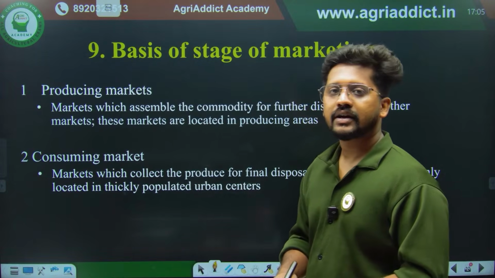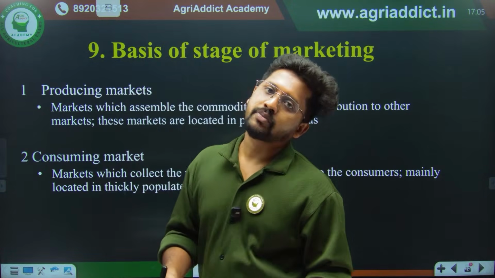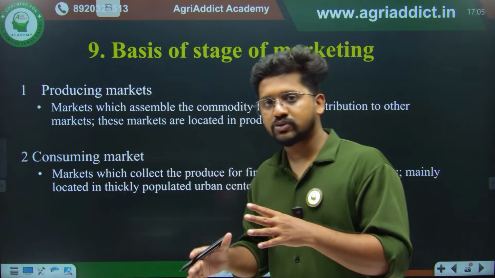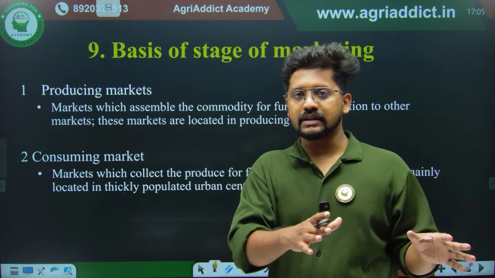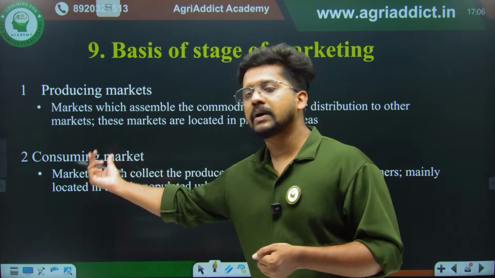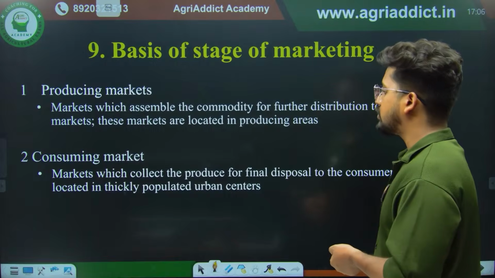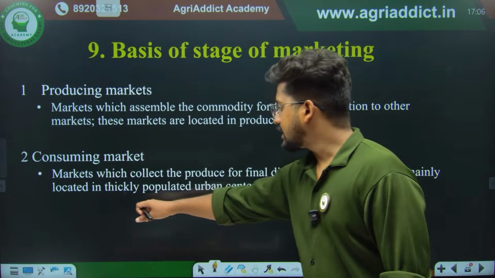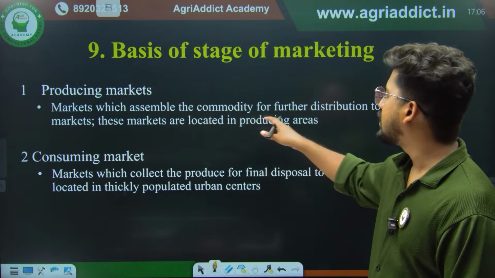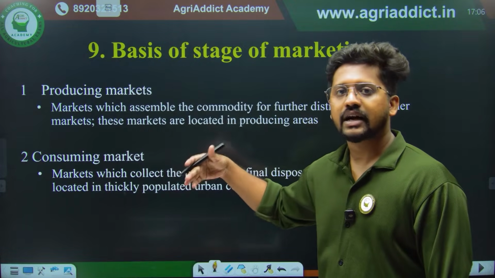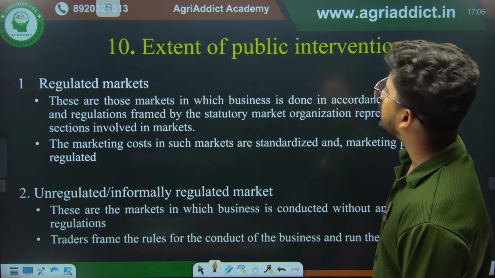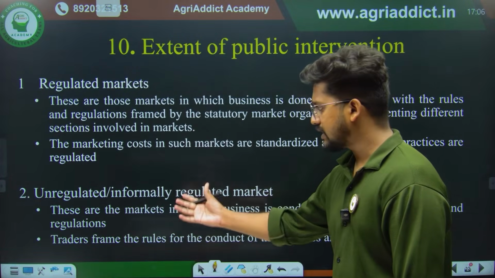What is a consuming market? Maybe if you are going to margin-free supermarkets like Vishal Mart or D-Mart, it is supposed to give for final disposal. The consumers directly get the products for final consumption. Such kinds of markets are known as consuming markets. Mostly you will find these in thickly populated or urban centers, but producing markets you can see in areas of production, like village or rural areas. Then, on the basis of the extent of public intervention, you can see regulated markets as well as unregulated markets.